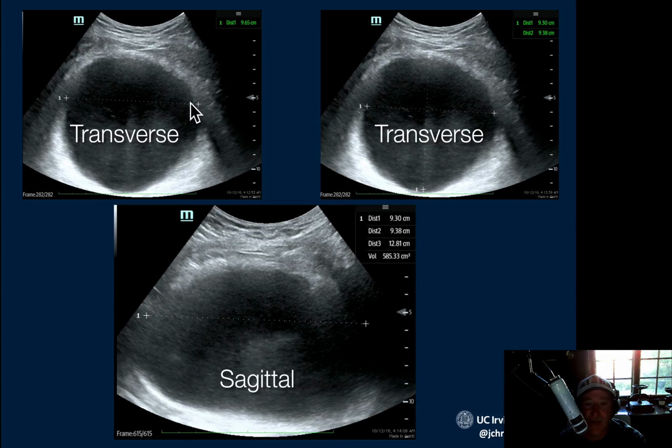So now we're looking at the bladder here. When you measure bladder volume, you want to measure it in 3 planes. Here's a transverse plane, and in the transverse plane, you measure the width and the height. Then you unfreeze the machine. Once you lock those 2 values, you unfreeze the machine and measure in the sagittal plane, lock in that 3rd value, and then it'll calculate the volume for you. Or you could just do length times width times height, divided by 2, if you didn't have the calculation software.